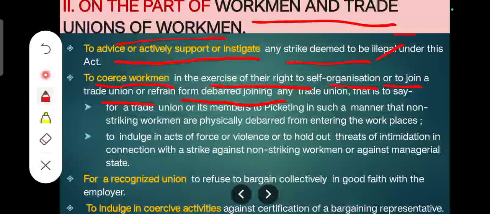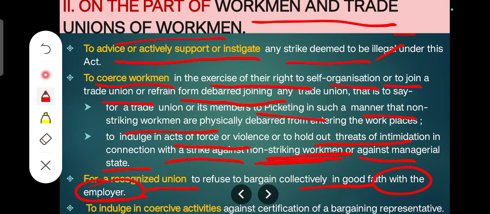You are indulging into other methods like picketing, or you are showing a very bad behavior towards the worker who have not gone for strike. So you are not allowing them to work, to just involve in the acts of force, violence, threats of intimidation in connection with the strike against the non-striking workers. To go on a strike or not, it is the wish of the worker. The workers who have not gone on strike, you are just trying to scare them. Or against managerial staff, for recognized union to refuse to bargain collectively in good faith with the employer. Now the workmen are not ready to sit with the employer and bargain. That is also unfair labor practice.